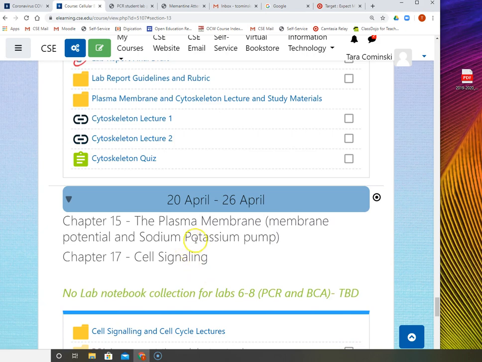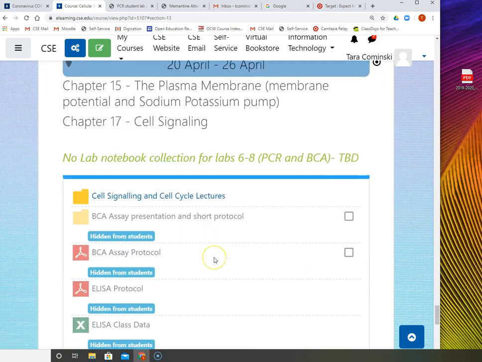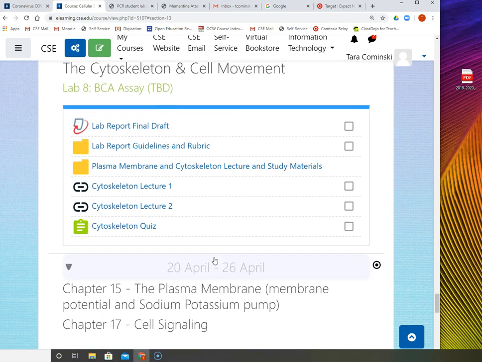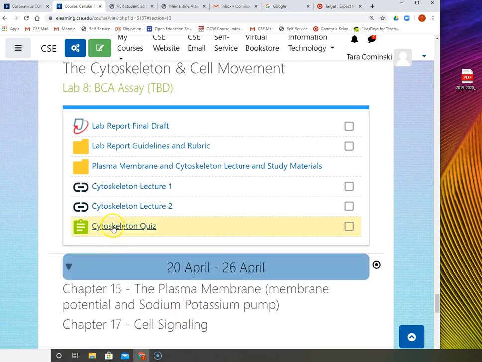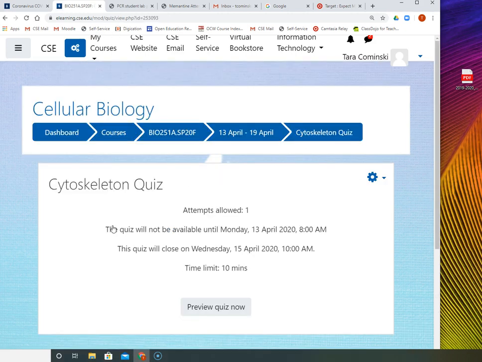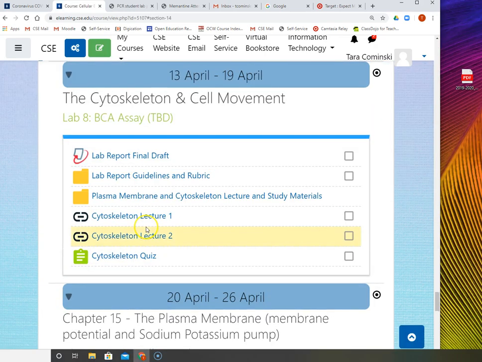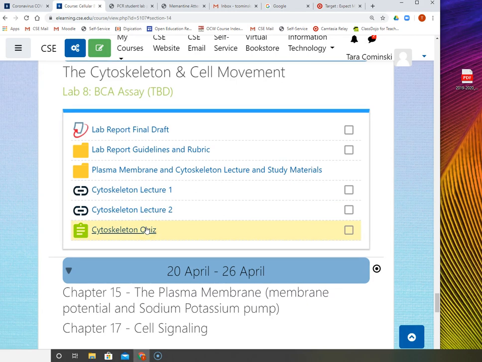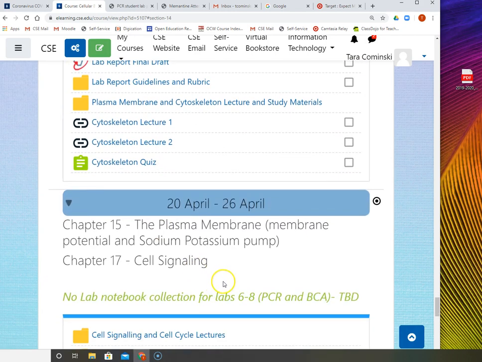And then from there, we'll talk a little bit more about the plasma membrane, particularly membrane potential and the sodium potassium pump, and then move on to cell signaling and cell cycle. I will then upload recordings of that. But again, another thing to do: the cytoskeleton quiz is due by Wednesday. So you have quite a few things up and coming. But we'll spend next week reviewing the cytoskeleton and maybe starting to talk about the plasma membrane. I will have those recordings up as well.